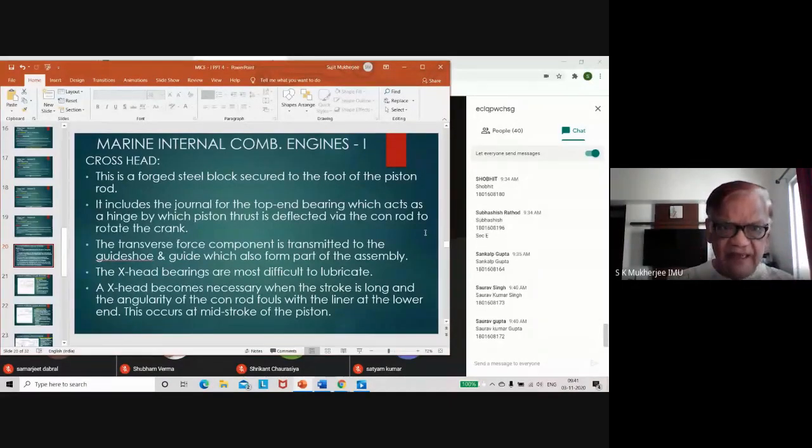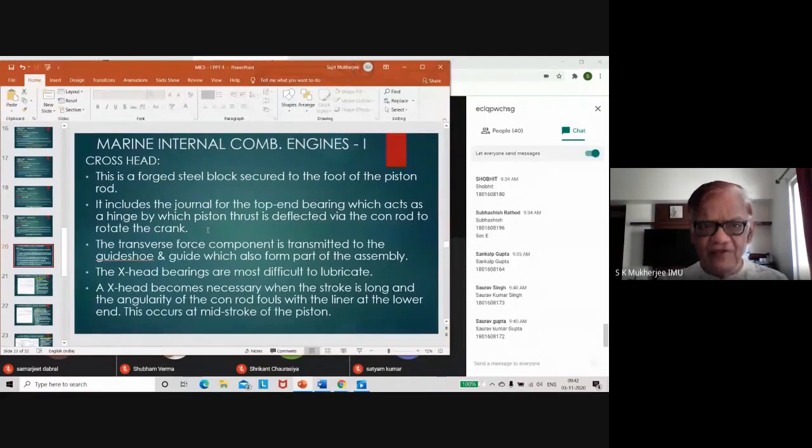The crosshead bearing is a forged steel block secured to the foot of the piston rod. Okay, it includes the journal, that means the bearing, or the top end bearing, which acts as a hinge by which the piston thrust is deflected via the connecting rod to rotate the crank.